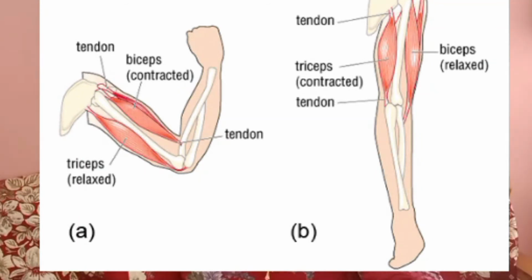So when your bicep, you can see the picture, when this bicep contracts, it bends the elbow joint. At the same time, it also pulls your triceps to make it longer. So the triceps is stretched by the biceps pulling it. When the triceps contracts, it extends your elbow joint, and at the same time it pulls your biceps and makes it longer.